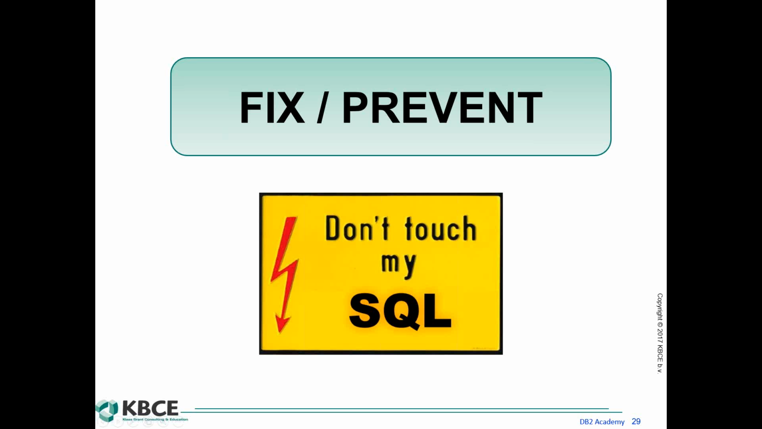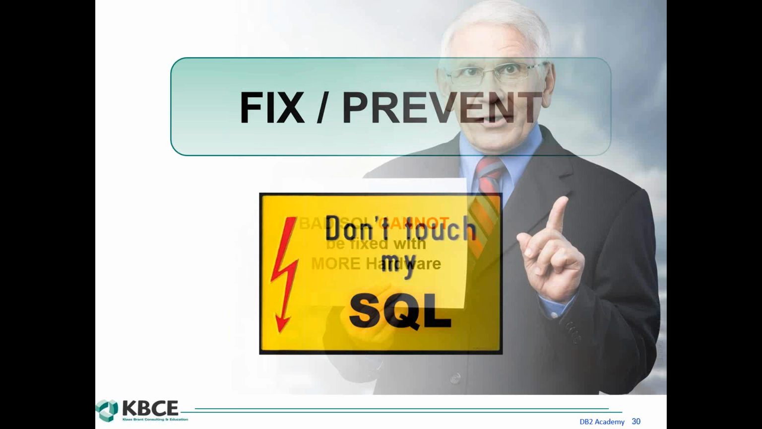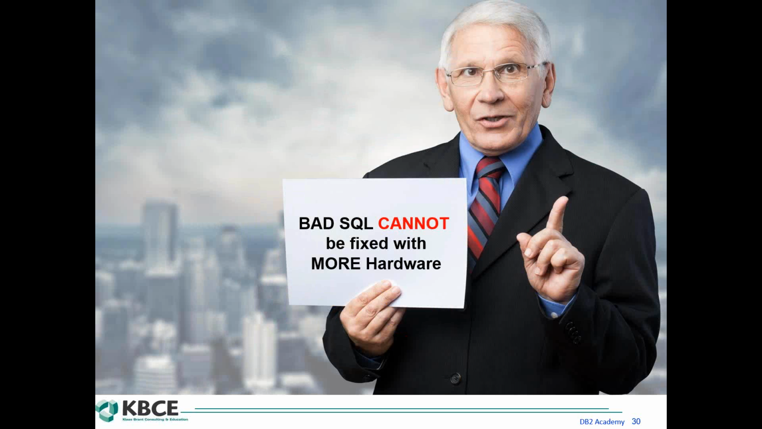Okay, let's see what we can do if we have problems to fix them and maybe prevent for the future what problems we are going to get. Okay. Uncle Bob is back, Bob Sabitas, and I asked him, Dr. Bob, what can you tell us about fixing problems? And here's Dr. Bob's advice.